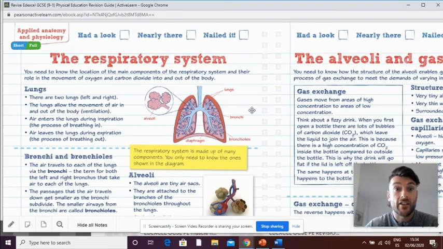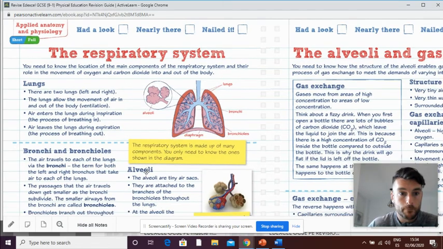Okay, so today's reading lesson we're looking at the respiratory system and the alveoli and gaseous exchange. Now, the respiratory system, you need to know the location of the main components of the respiratory system and their role in the movement of oxygen and carbon dioxide into and out of the body. So the lungs are in two parts, left and right. The lungs allow the movement of air in and out of the body. Ventilation is what it is called. Air enters the lungs during inspiration and leaves through expiration.